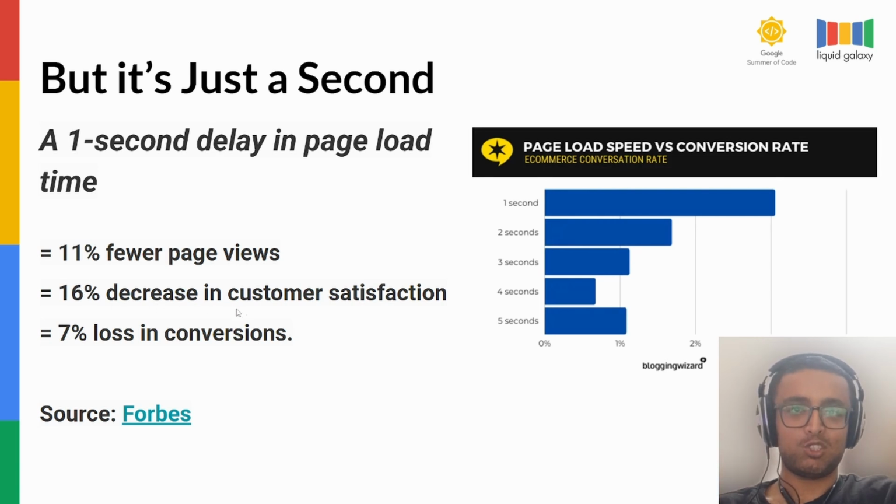60% decrease in customer satisfaction. If it is an e-commerce app, if your user base is your customer, then yeah, they will be dissatisfied with your service. And 7% loss in conversion. If you are getting new users and it is taking just an extra second, even a single second, you will lose those extra customers, and it is not good for business.